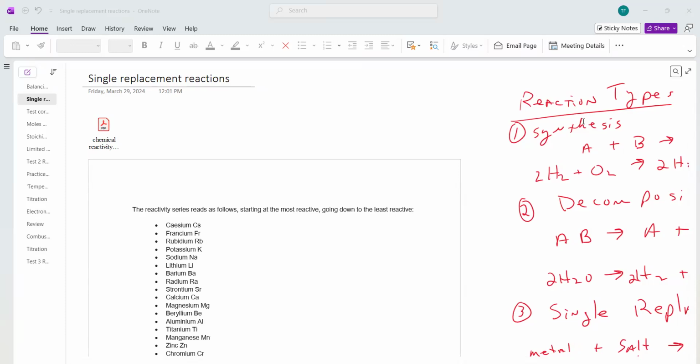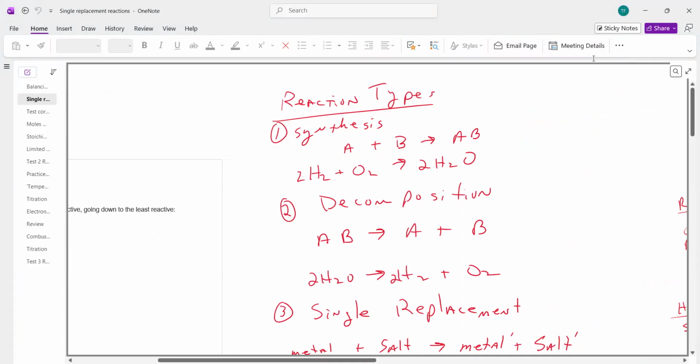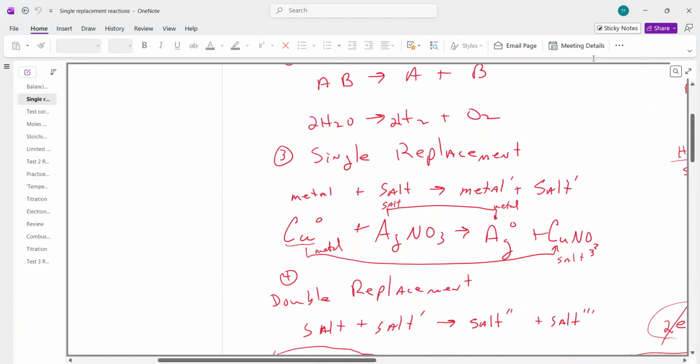There are various types of reactions. There are synthesis reactions. That means 2 or more things are coming together. And decomposition, which means something is breaking apart. And there are single replacement and double replacement. Single replacement reactions have a metal and a salt. And if the reaction goes, the metal becomes an ion and the salt becomes a metal.